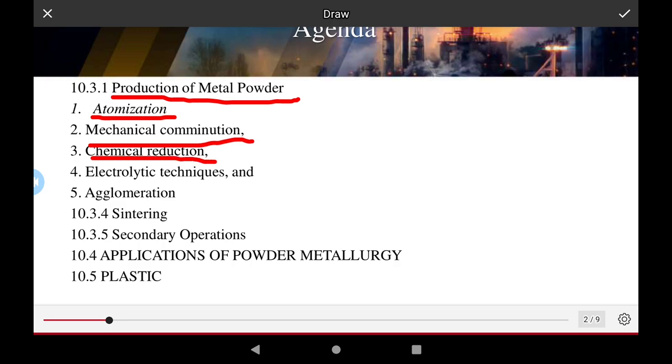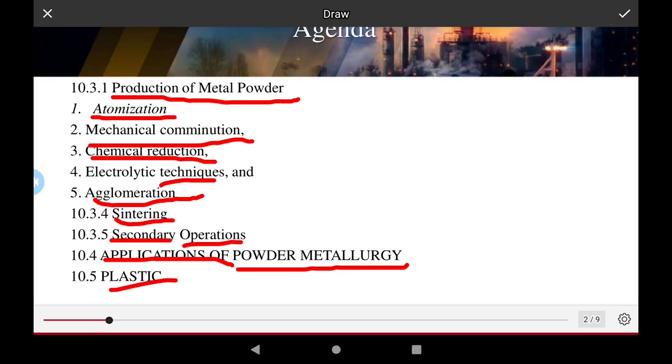chemical reaction and electrolysis techniques, and agglomeration processes, the sintering operation, and the secondary operations in the application of powder metallurgy. And these are the ways of powder metallurgy and plastics.